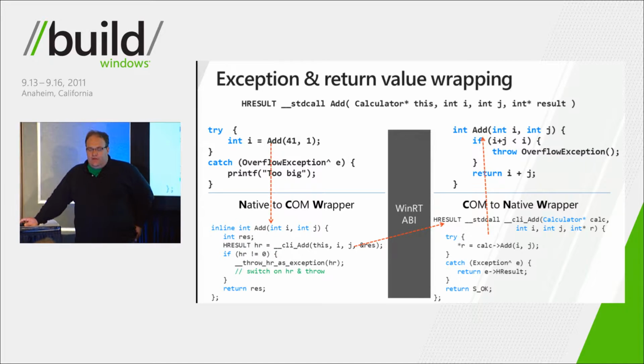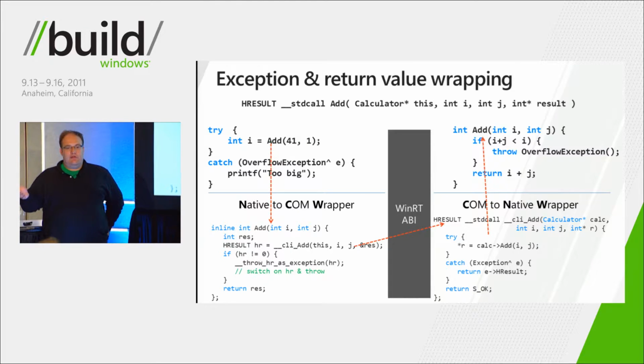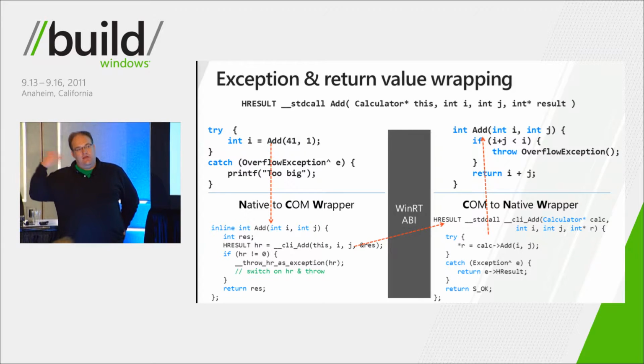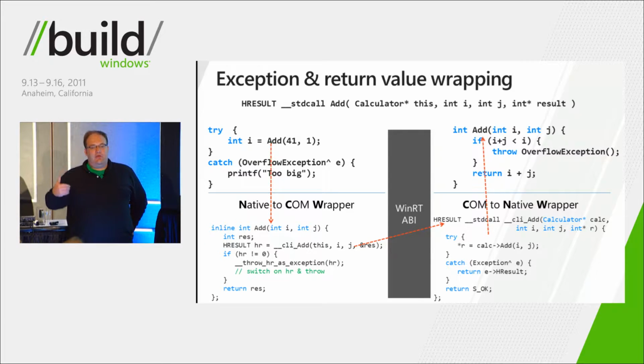Okay. So again, if you're used to a COM-based environment, you know that you can't throw exceptions across COM boundaries. So you generally write try catch blocks around your code if you're in an exception environment anyway, and do something similar to this.